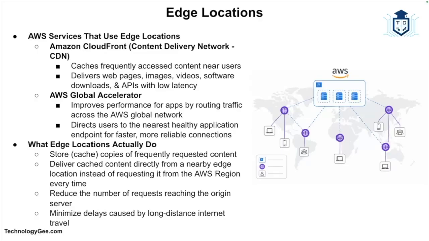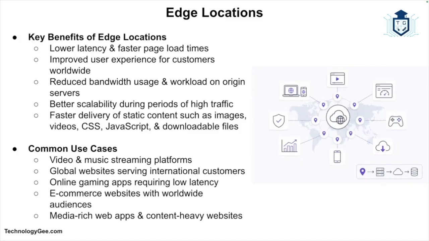Instead of the user going all the way back to the region, which is very far away, the user would just simply go to the edge location where that data is available, which is obviously closer than the region. And so what are the benefits of edge locations? Well, they offer lower latency, which translates into faster load times. They improve the user experience and they reduce load on the original servers. And this is especially important for streaming platforms, global websites, and gaming applications.